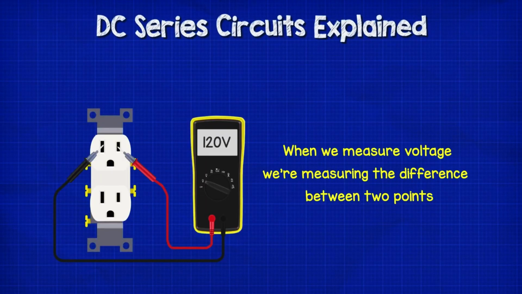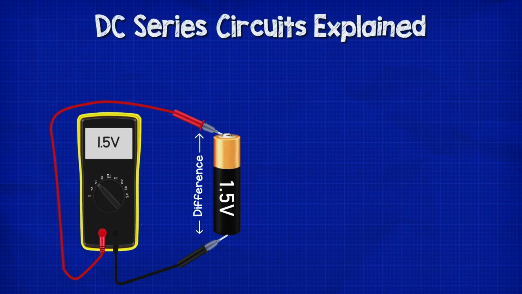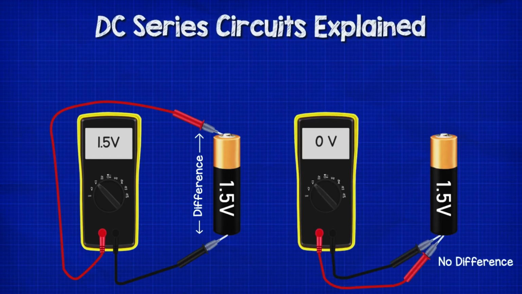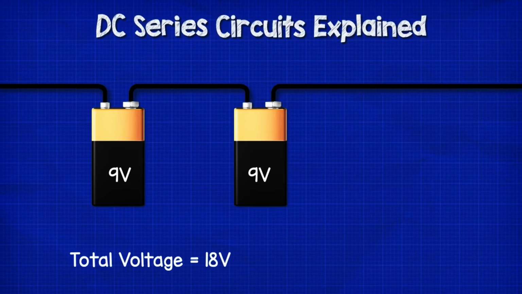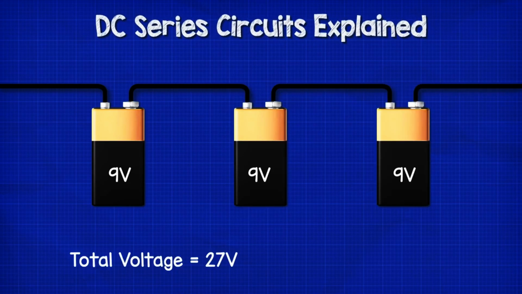When we measure voltage, we're measuring the difference or potential difference between 2 points. If we read across a 1.5 volt battery, we get a reading of 1.5 volts. But if we try to measure the same side, we wouldn't read any voltage. We can only measure the difference between 2 points. If we place a 9 volt battery into the circuit, we apply 9 volts to the circuit. We can increase this by wiring the batteries in series. So if we place 2 9 volt batteries in a circuit in series, then we get 18 volts. 3 9 volt batteries will give us 27 volts.